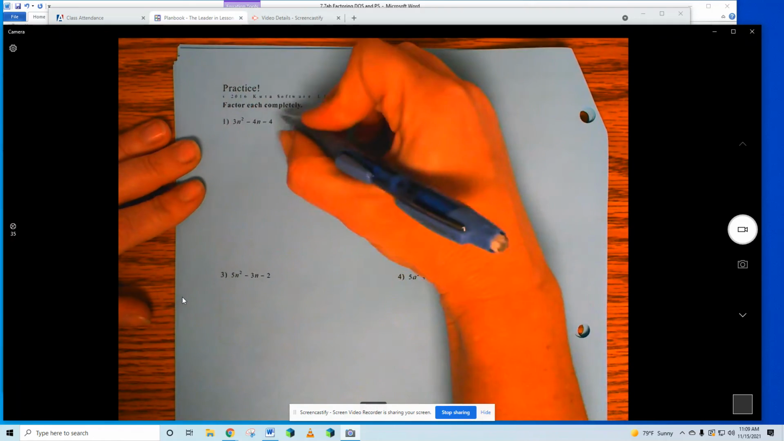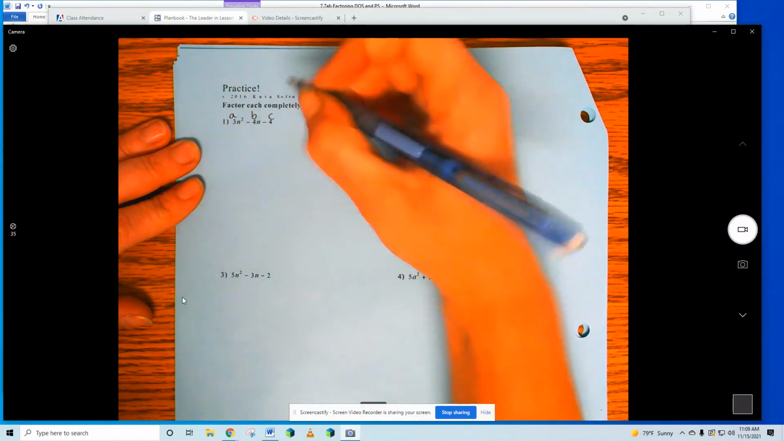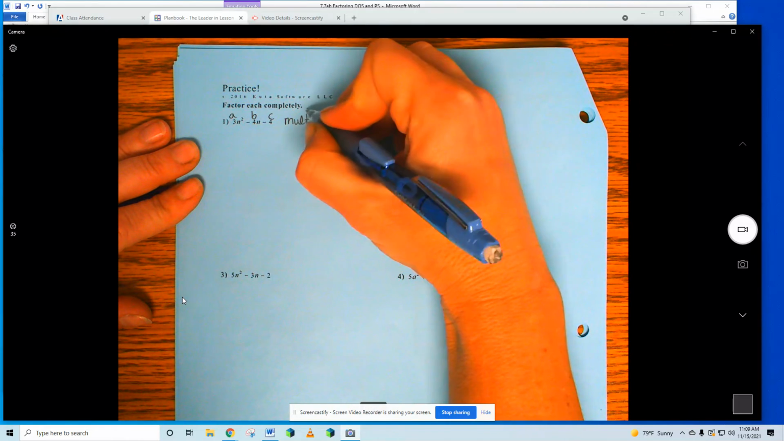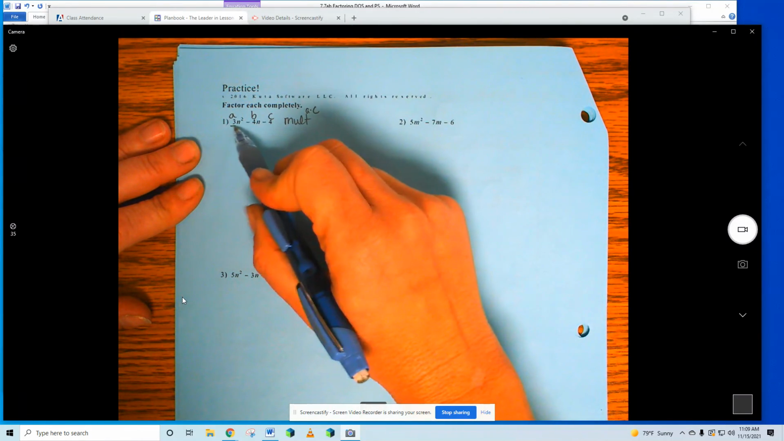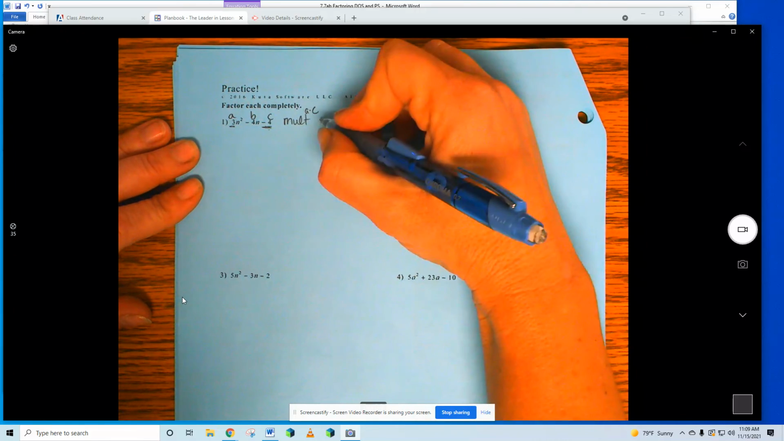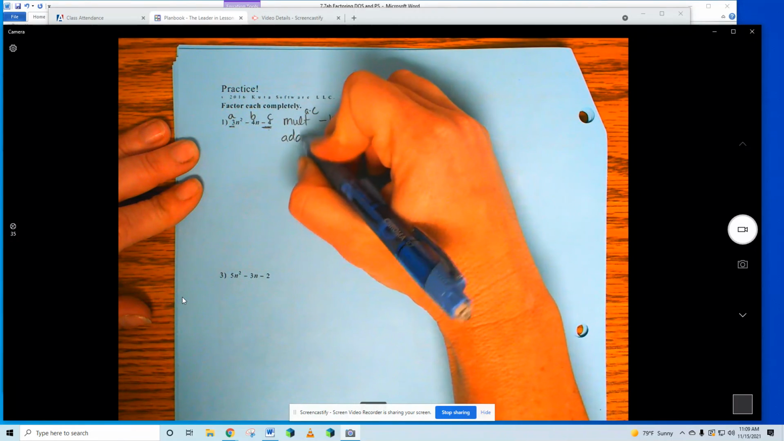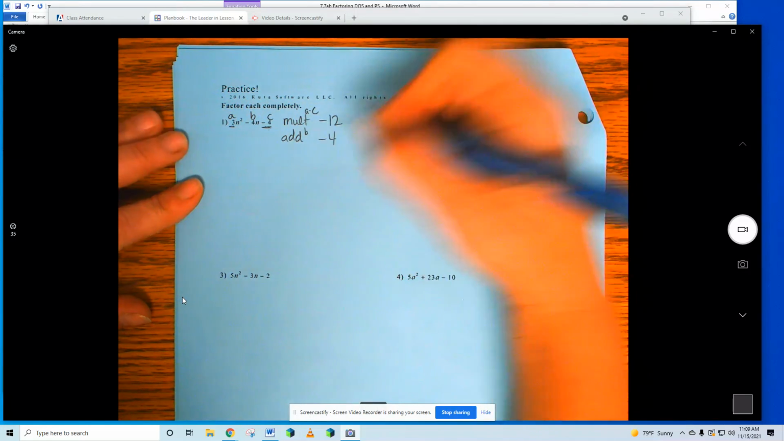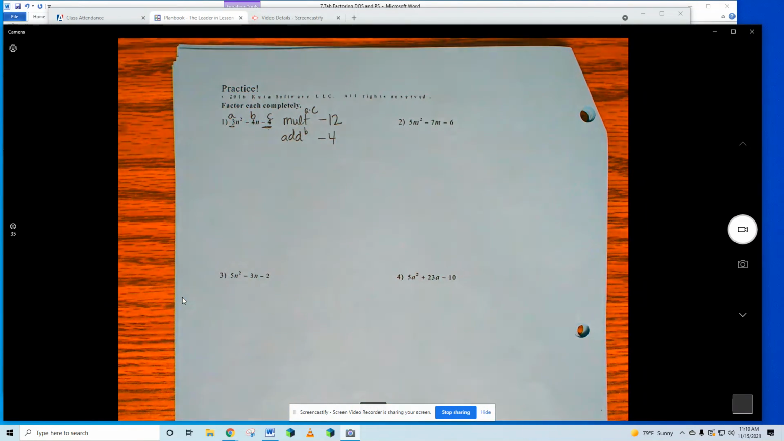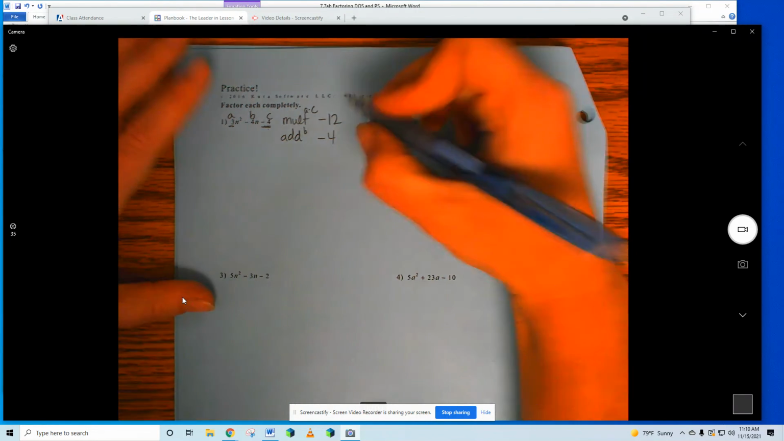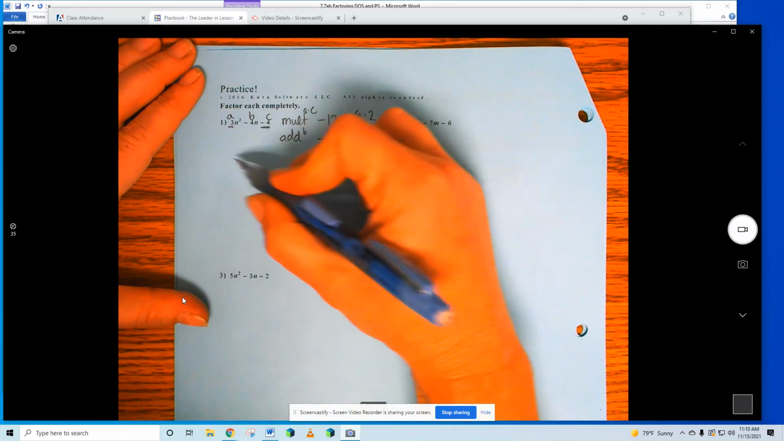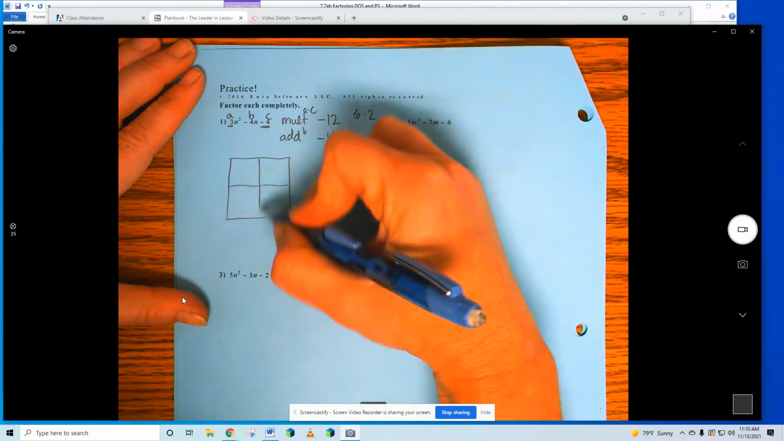I need two numbers that, A, B, C. Multiply, that's A times C. 3 times negative 4 is negative 12. Add to make B, which is negative 4. Multiplies to make negative 12, adds up to negative 4. What are the numbers? 6 and 2? Yeah, 6 and 2. So, quickly, I could just go boom, boom.